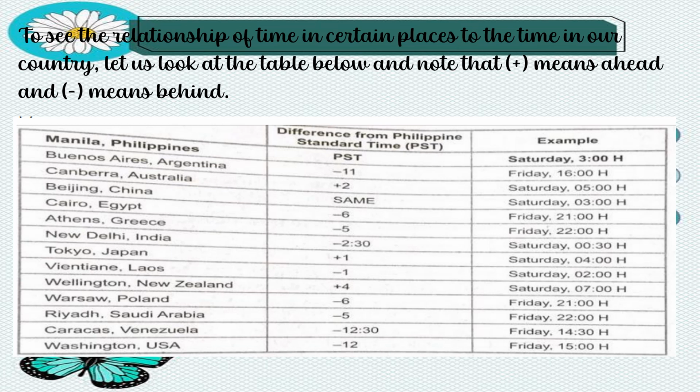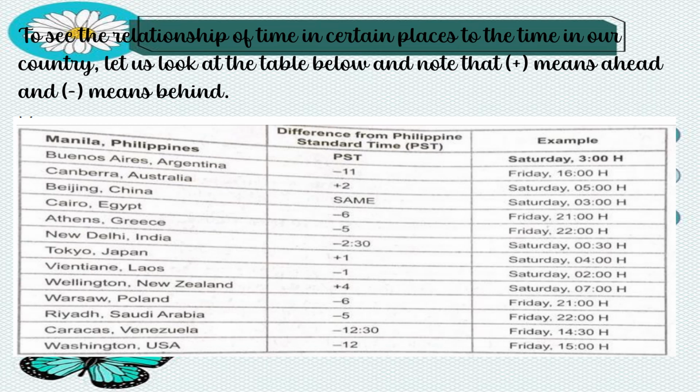And then we have also Tokyo, Japan, which is 1 hour ahead sa atin. And then ang Laos, we have 1 hour behind. And then Wellington, New Zealand, ahead ng 4 hours sa atin. And then Warsaw, Poland, 6 hours behind. And then Riyadh, Saudi Arabia, 5 hours behind. And then Caracas, Venezuela, that is 12 hours and 30 minutes behind sa atin. And then Washington, USA, 12 hours behind.